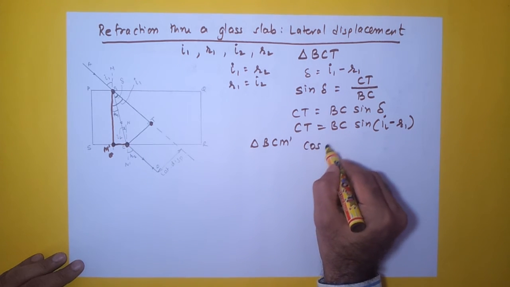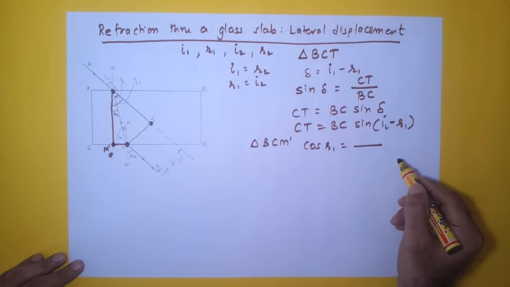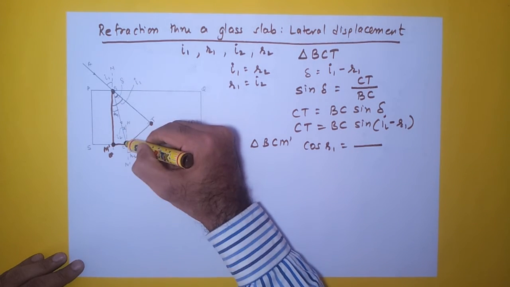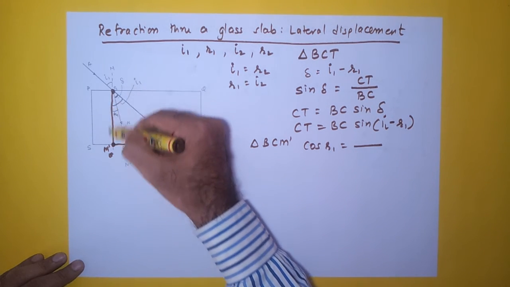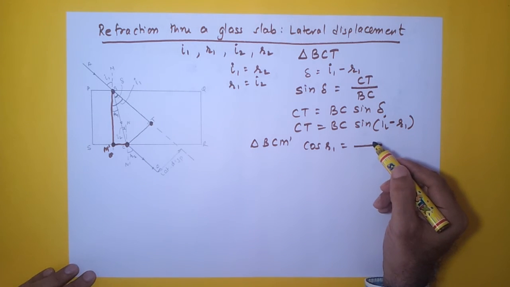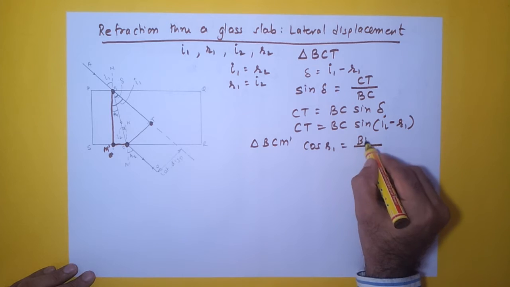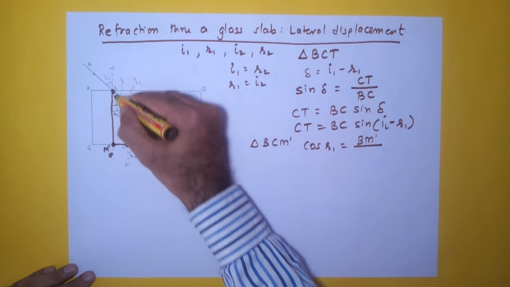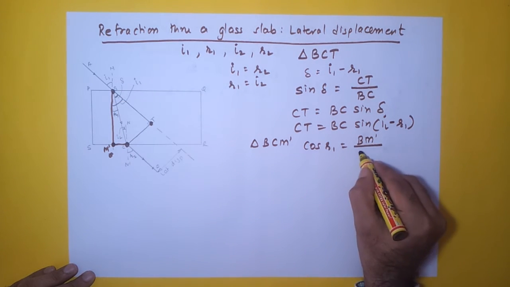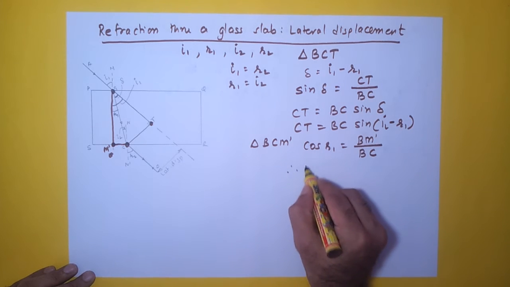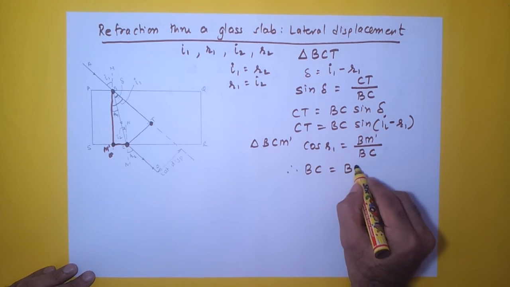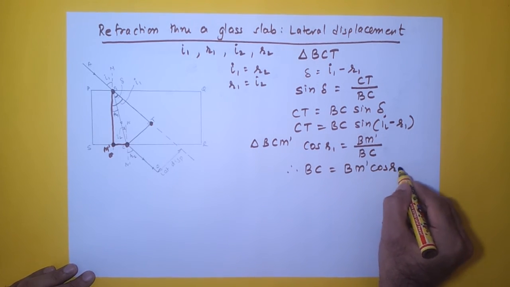So if I take cos of R1, cos we know is adjacent side upon hypotenuse. This is the hypotenuse. This would be the adjacent side, BM'. This is the opposite side. So this will be BM', and the hypotenuse would be BC. Therefore, BC is equal to BM' into cos R1.